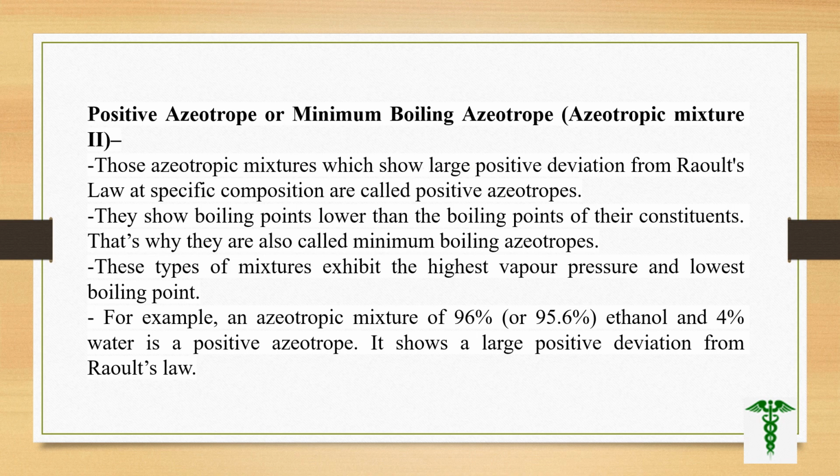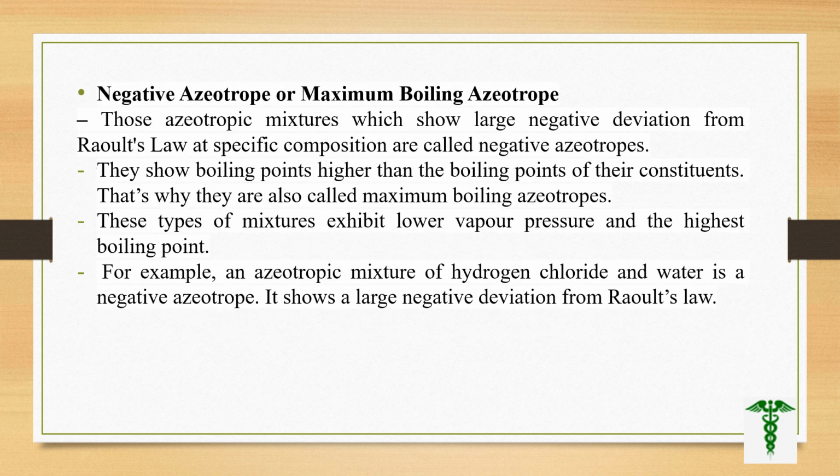Apart from azeotropic 1 and 2, as we mentioned, different types of azeotrope are there. Azeotropic mixture 2 can be called positive azeotrope, as we just discussed. It has a large positive deviation from Raoult's law. It is a minimum boiling azeotrope, so the other name of azeotropic mixture 2 is minimum boiling azeotrope or positive azeotrope. Ethanol water, you can write as an example. And negative azeotrope or maximum boiling azeotrope is our azeotropic mixture 1.